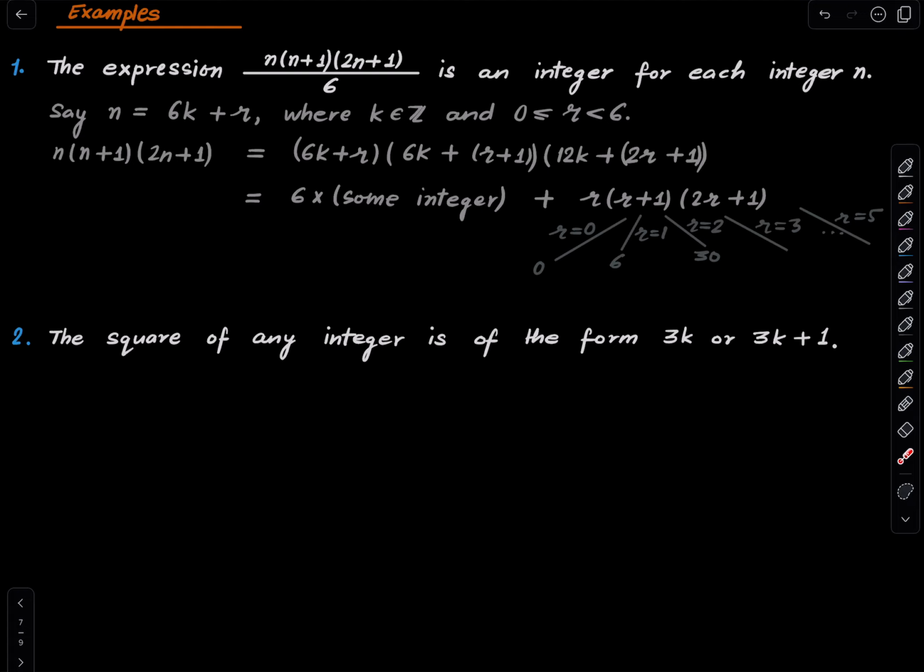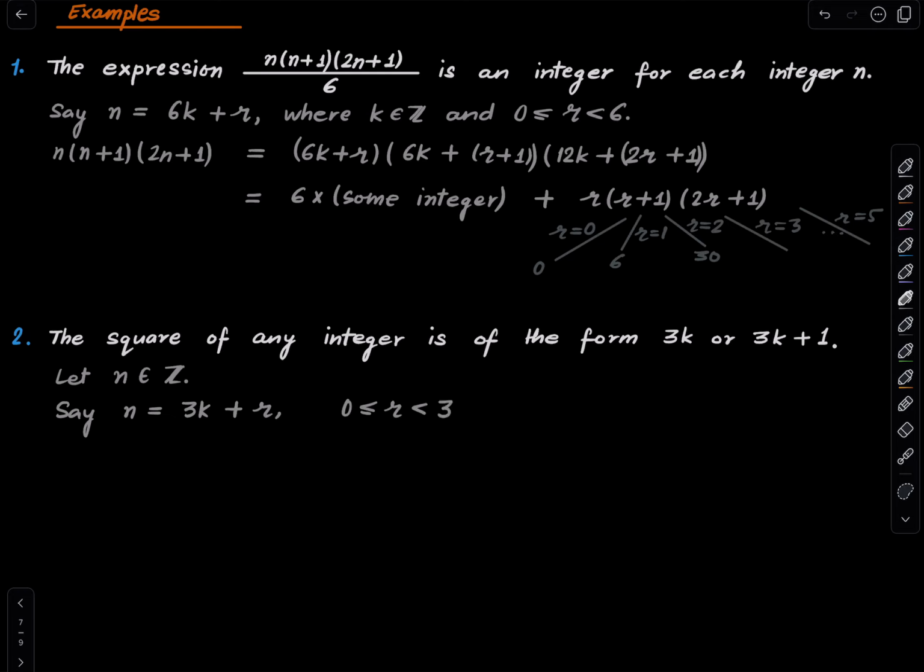You can experiment if you don't believe this. So let's prove why this is true. Let n be some arbitrary integer. Since we want to study n squared in relation to how it behaves when it is divided by 3, it is meaningful to express n as 3k plus r, where r is in this range.